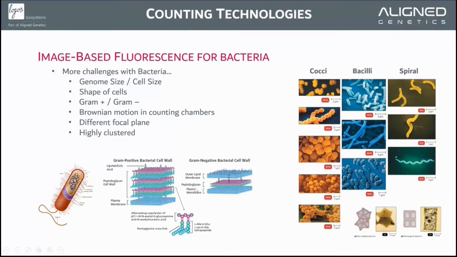Gram-positive bacteria have a thick peptidoglycan wall, and it's a problem for the dye penetration. Another challenge is related to the fact that bacteria are constantly moving. So there is a Brownian motion inside the counting slides, and they don't settle down on the same focal plane as the mammalian cells. Moreover, bacteria can be highly clustered. So you can imagine that the technology to count those bacteria is not only related to the instrument, but it also requires a bundle solution or an advanced solution.